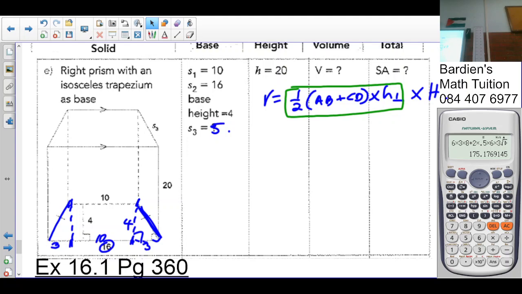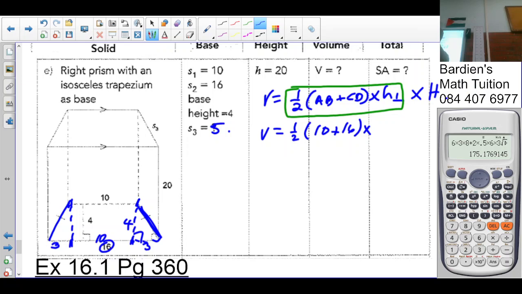Okay? So that is the area of a trapezium, where AB and CD form the lengths of your parallel lines. So your volume is equal to a half. What's the length of AB? It's going to have to be 10 plus, what's the length of the other parallel line? 16. Can you see that? Well, it's 16 plus 10 times your height of the object, which is, sorry, times your perpendicular height.